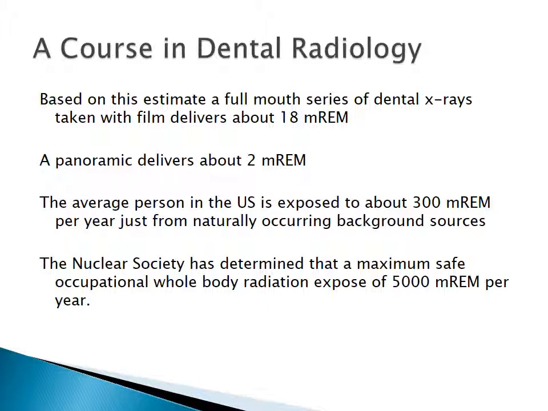We're not going to really get into what the equation is for microrem, but the important thing to remember is that the average person just being alive in the United States is exposed to roughly 300 microrem just from naturally occurring background sources. So as I said earlier, you can see that the output of these dental X-ray tube heads is very, very minimal. The nuclear societies determine the maximum safe occupational exposure for the whole body is roughly 5,000 microrem per year.